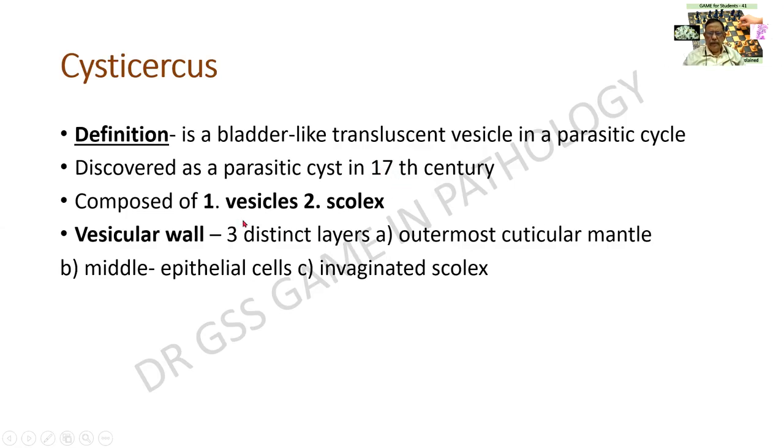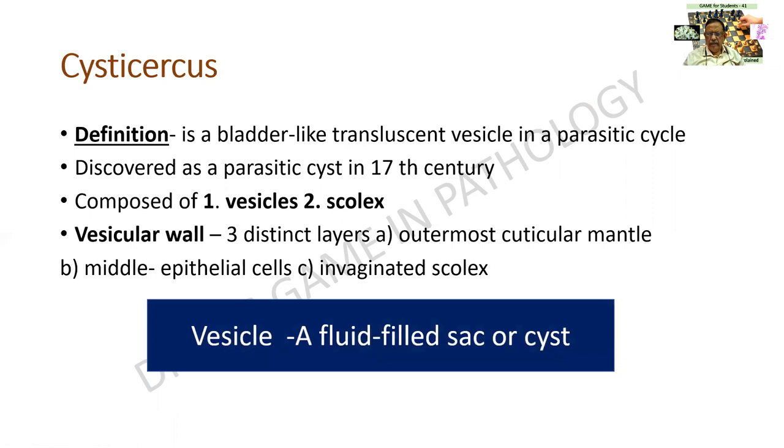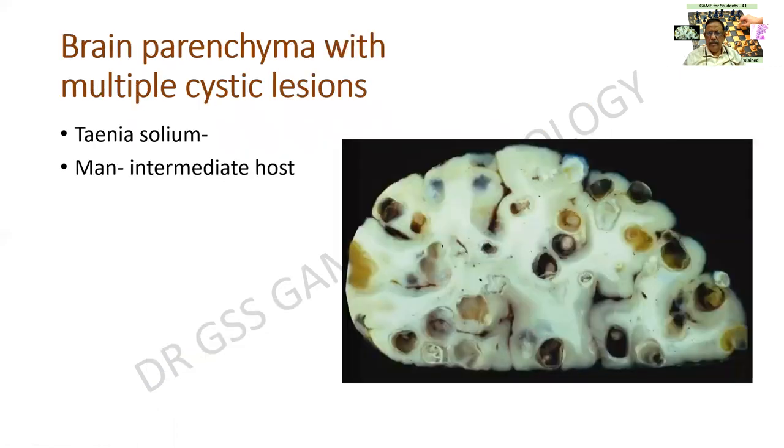It is composed of two parts mainly, namely the vesicle or the bag-like structure and a scolex or head. The vesicle itself is made up of three different layers, namely an outer cuticular mantle, middle epithelial cells, and an invaginated scolex. These are the three parts we shall just remember. By the way, the vesicle itself is a fluid-filled cyst or a sac. This is a picture of a brain parenchyma loaded with multiple cystic lesions measuring about 1 to 1.5 centimeters. That will be the exact gross measurement of it.